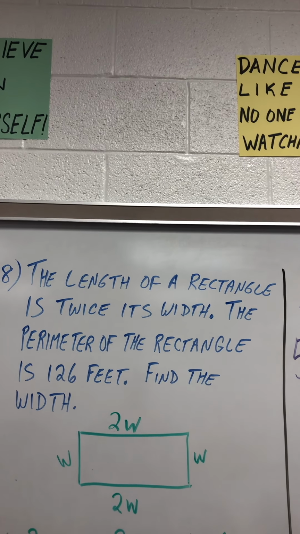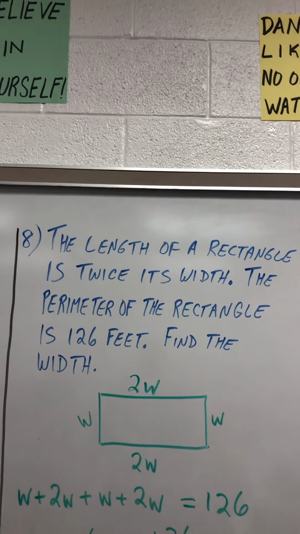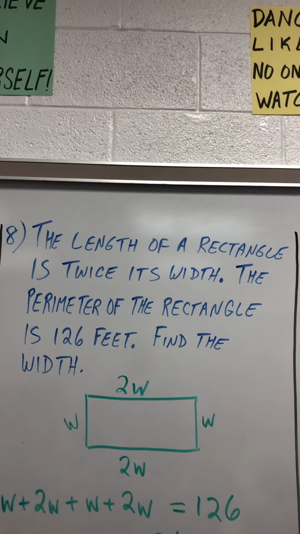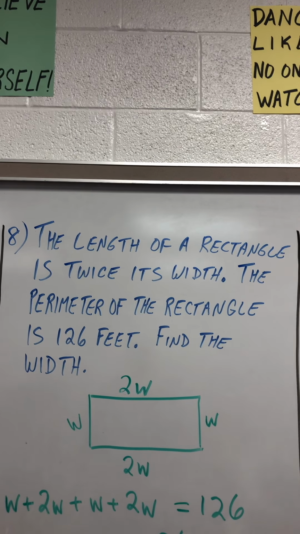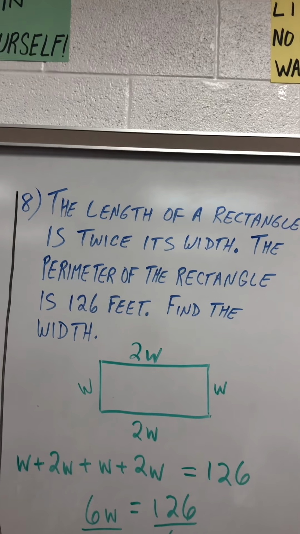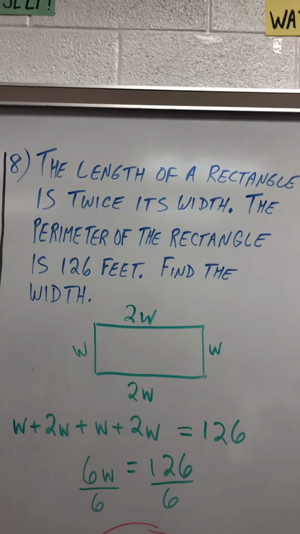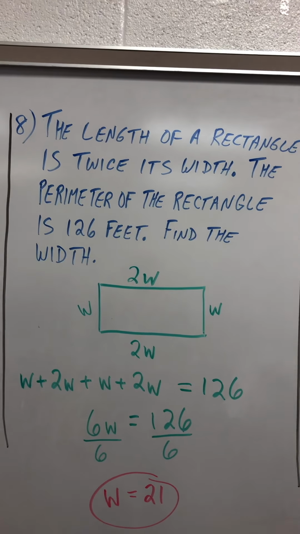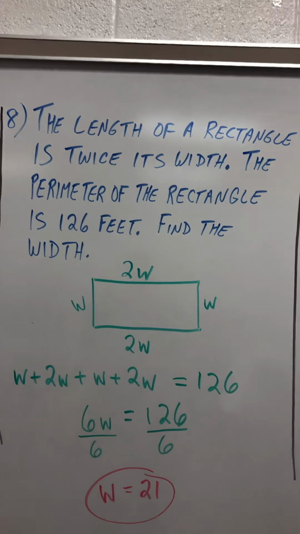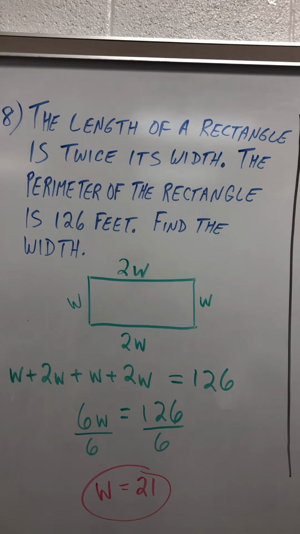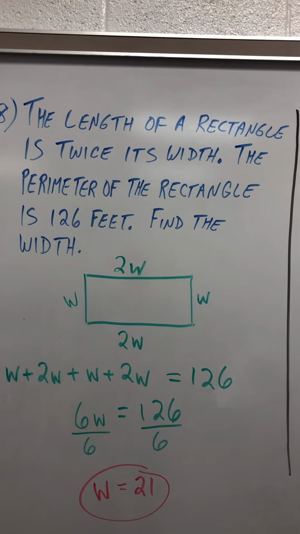Perimeter means add all the sides. So I'm going to say W plus 2W plus W plus 2W equals 126. How many W's is that? That's 6 W's equals 126. Divide by 6. And W equals 21. That's the width. If it asked for the length, by the way, the length is twice the width, right? So 2 times 21 would be 42.